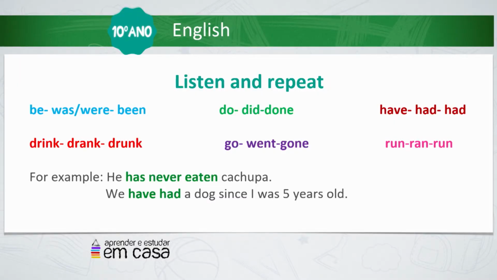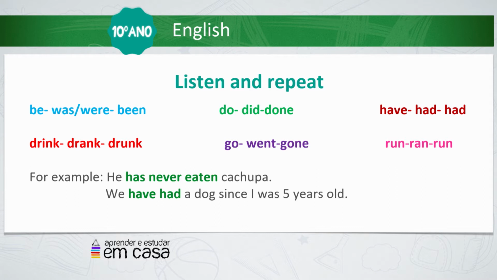Now, let's do a small exercise. Please listen and repeat with me. We have the verb to be. Here we have the infinitive form of to be. To be is formed was, were, been. Been is the past participle of the verb to be. Then we have do. Did, done. Have, had. Drink, drunk. Go, went, gone. Run, ran, run.